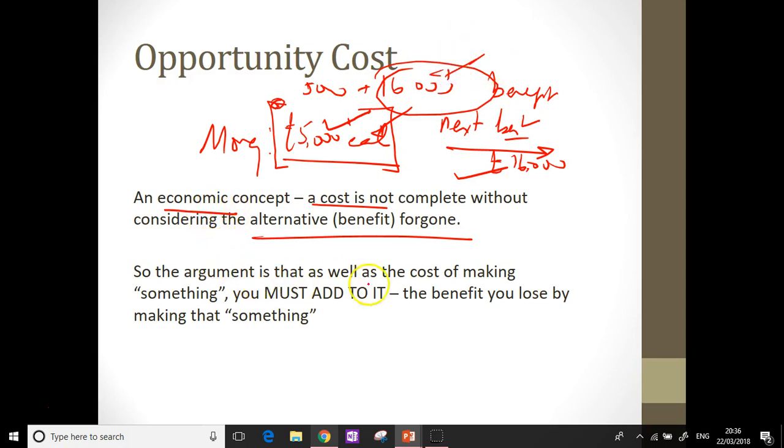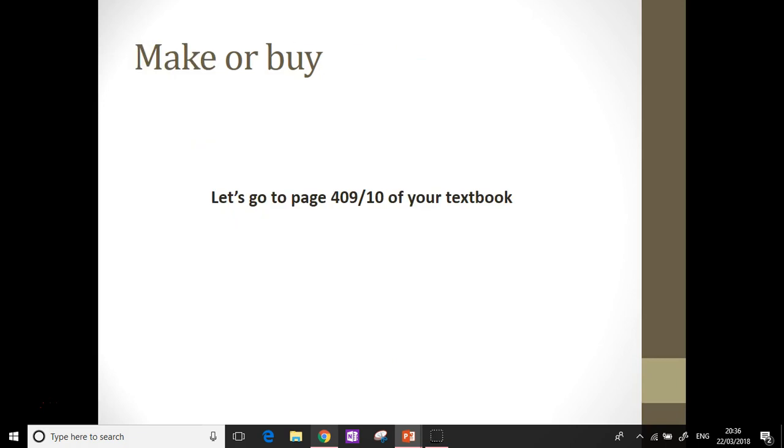So the argument is that as well as the cost of making something, you must add to it the benefit you lose by making that something and not making whatever something else you could have been making. And we'll do an example in a second.